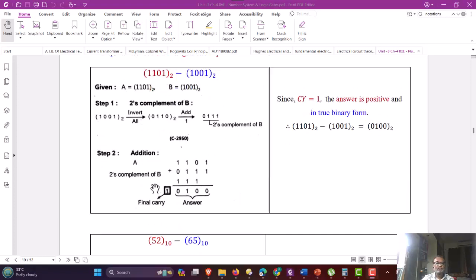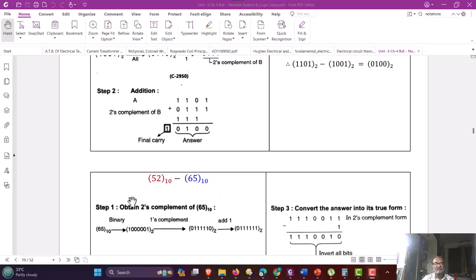So therefore if carry is generated, it means the answer is positive. Means 1101 minus 1001 gives rise to the result 0100, and the answer is positive. There is no need to do anything further because the number is already positive. Now let us take another example.